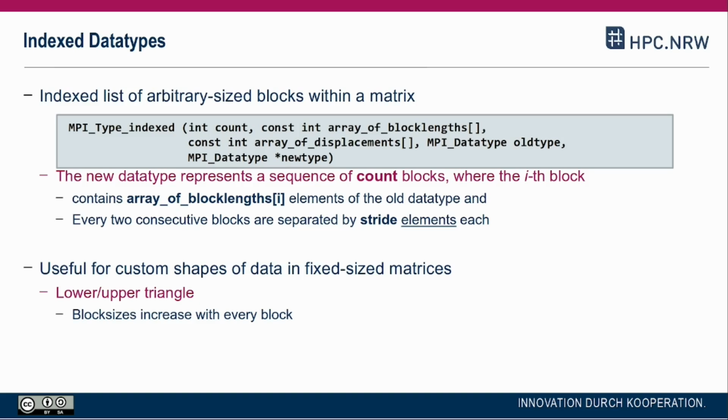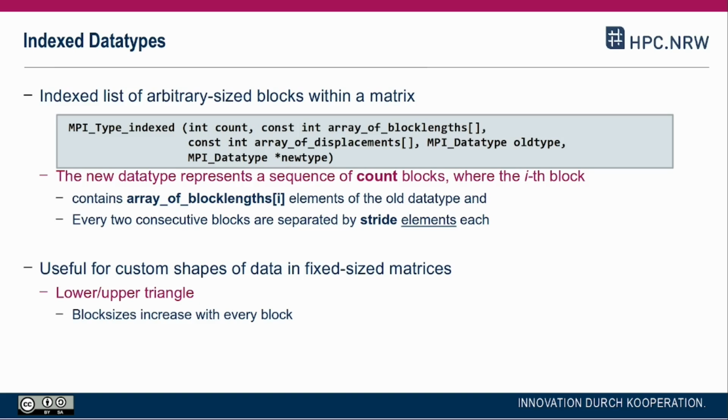Yeah? So lower and upper triangle is a classic example that you can do, but of course the idea here is how to map this concept to the data structure that actually fits your application, right? So this might not only be used for lower and upper triangles of your matrices, but any situation where you have different block lengths and different displacements.